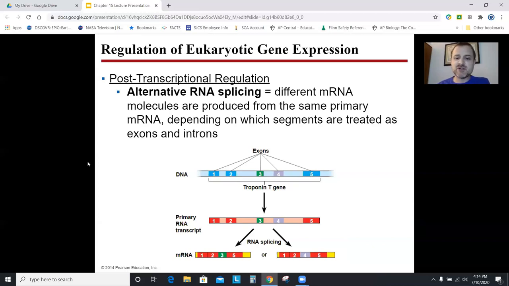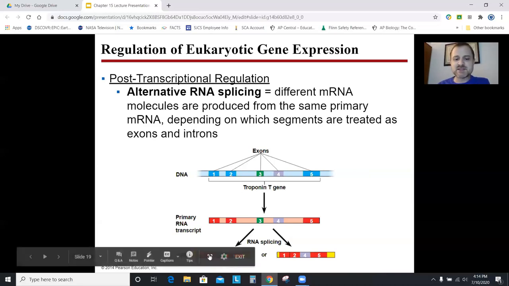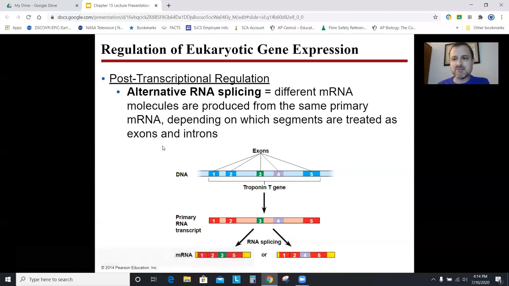So this is a gene for a molecule called troponin, which is part of your muscle cells. Here I have five different segments. I can splice it 1, 2, 3, or 1, 2, 3, 5, or 1, 2, 4, 5. One gene can be spliced different ways. So how you splice it impacts what version of the gene you have. This is post-transcriptional because it's after transcription, but it's before the RNA leaves the nucleus. So it's before translation.